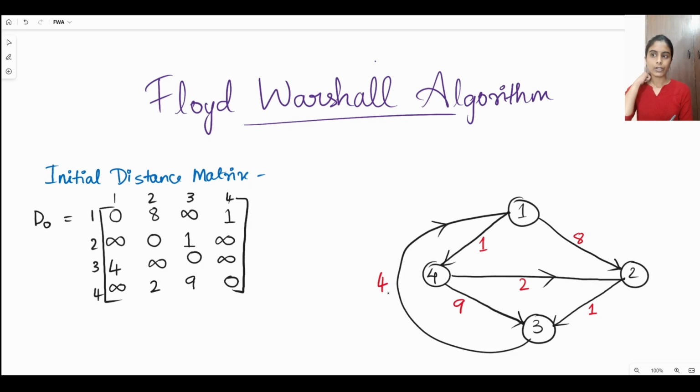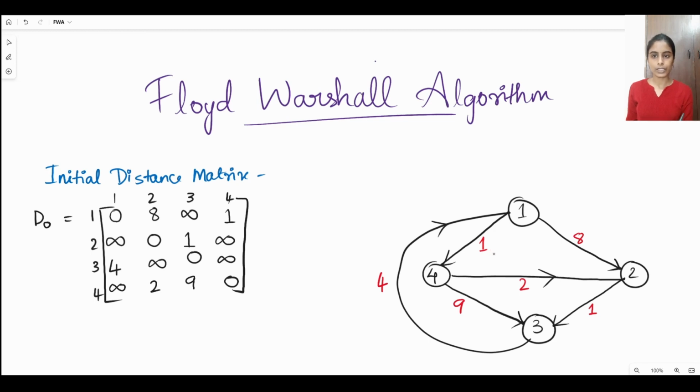Now, the remaining entries in the matrix will be the weights of the edges. So if there is a directed edge going from 1 to 2, then we write the corresponding weight. So for example, in this graph, there is an edge going from 1 to 2 and the weight is 8. So we write here 8. Similarly, 1 to 3, if we see, there is no edge. So therefore, if there is no directed edge between any two vertices, then we give the distance as infinity. So in this case, there is no edge between 1 and 3, so we give infinity.